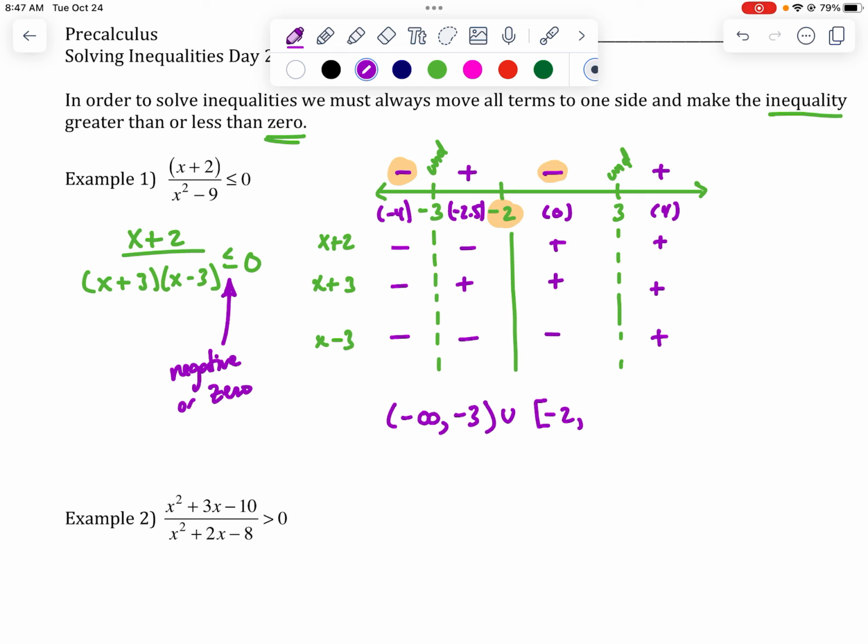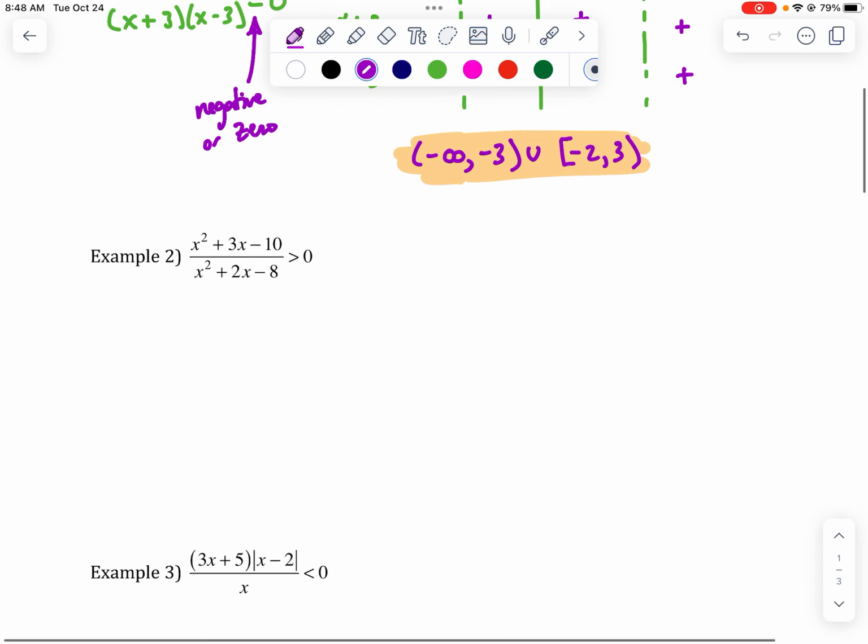And then I take that to 3. Again, I cannot include the 3 no matter what, because that is a 0 on the denominator. And so there's our final answer, right? So that is when that rational function is going to be less than or equal to 0. All right, let's try another one.